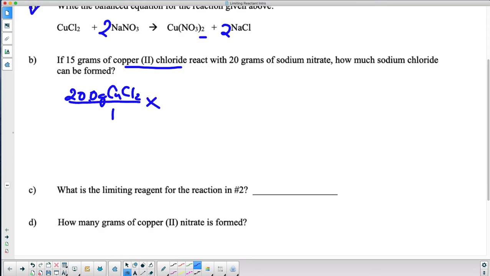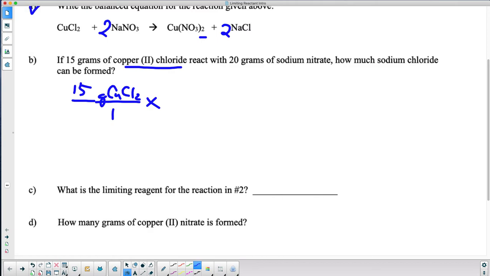Okay, I'm going to multiply by my first step for mass-to-mass problems. Oh, by the way, let's take a look. It says 20 grams. Oh, my bad. I'm not reading very well. It's not 20 grams of copper chloride. It is 15 grams of copper chloride, okay?